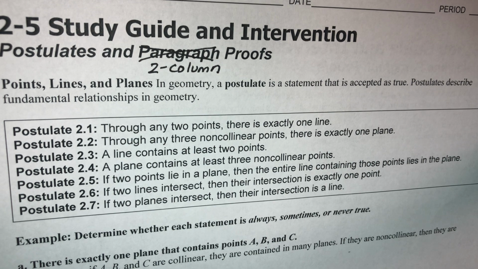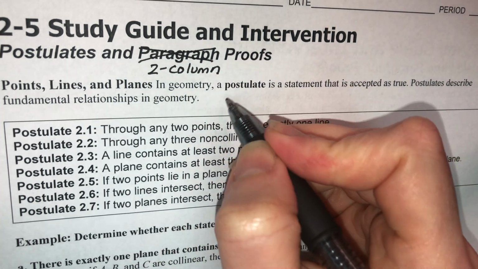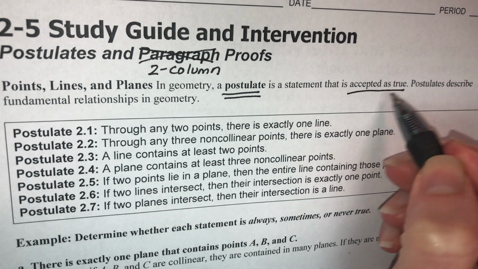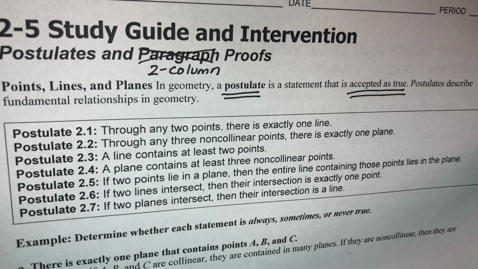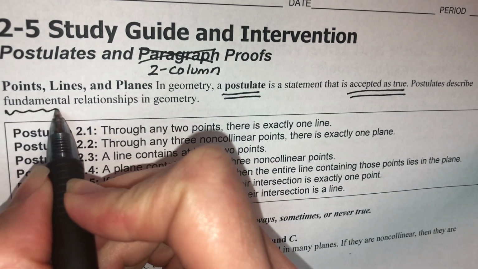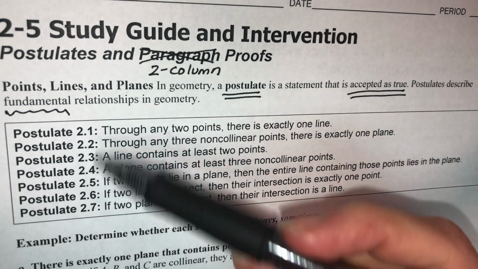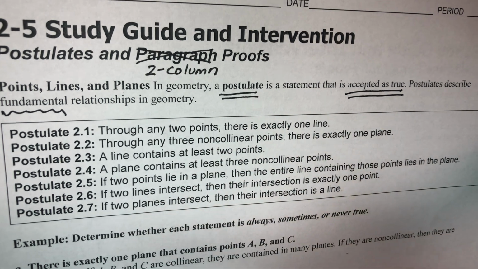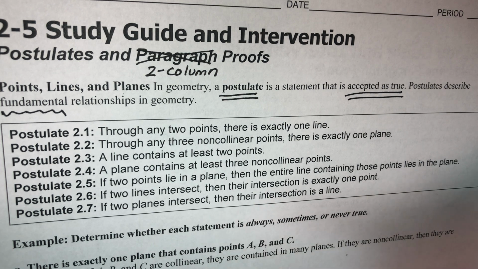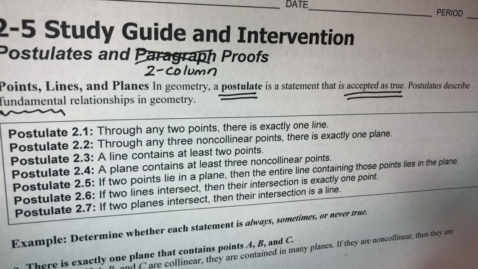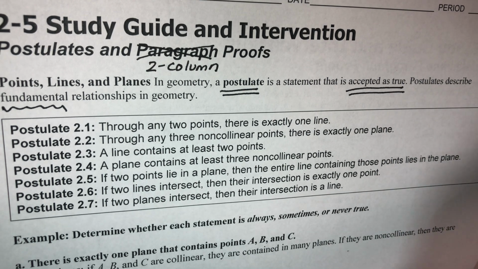But what is a proof? Mrs. Heiss, you haven't even taught us that yet. Well, here we go. In geometry, a postulate, fancy word here, is a statement that is accepted as true. Postulates describe fundamental, which means basic, relationships in geometry. So we have 7 postulates listed here. These are basic statements that are accepted as true in geometry. So we're not going to have to prove them. They're kind of like almost similar to a definition. They are accepted as true statements.